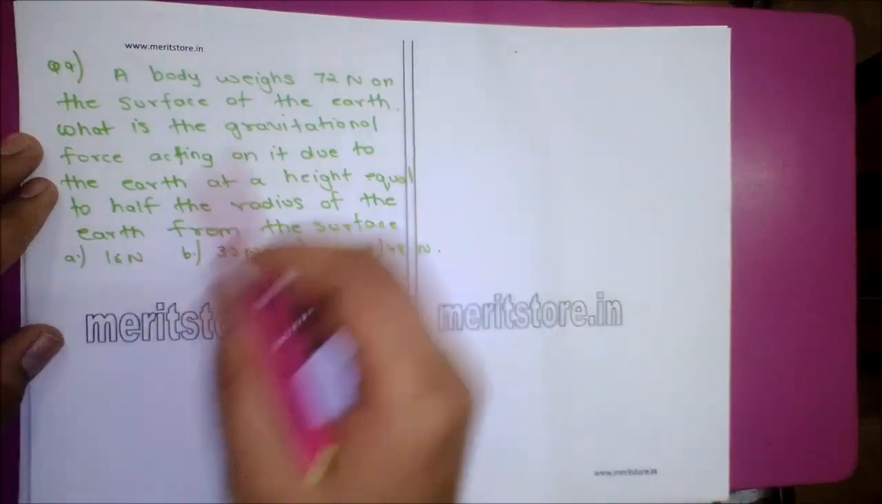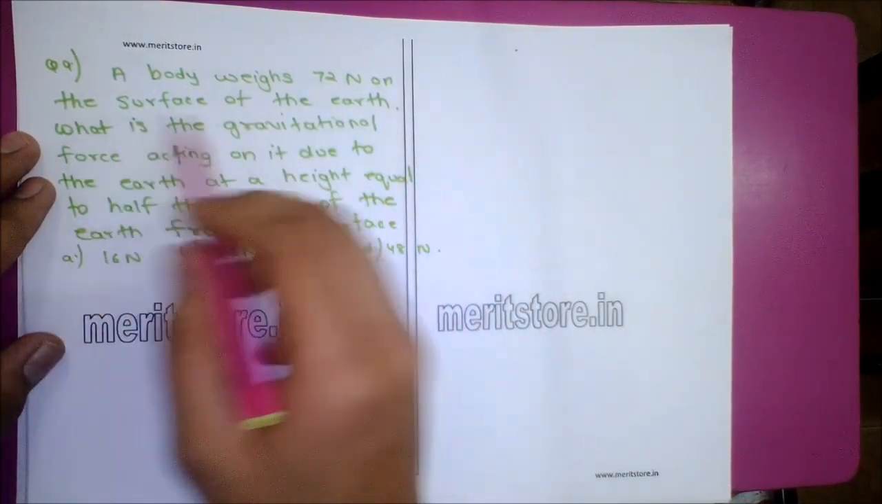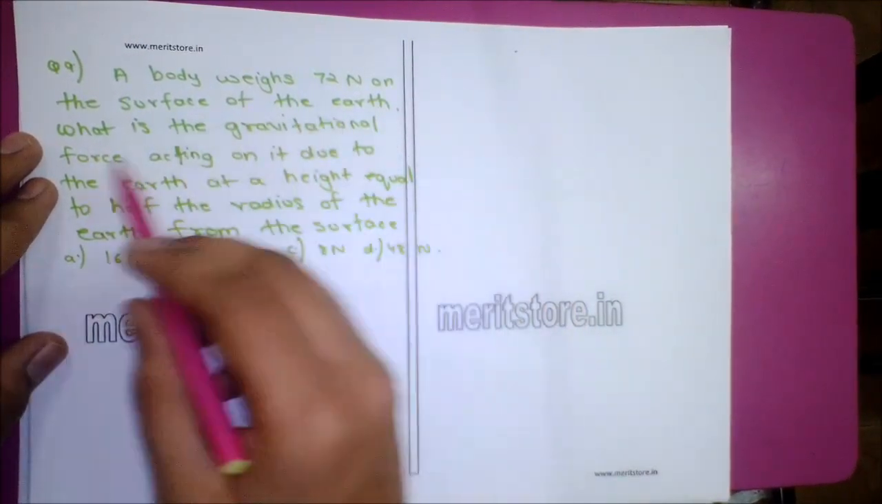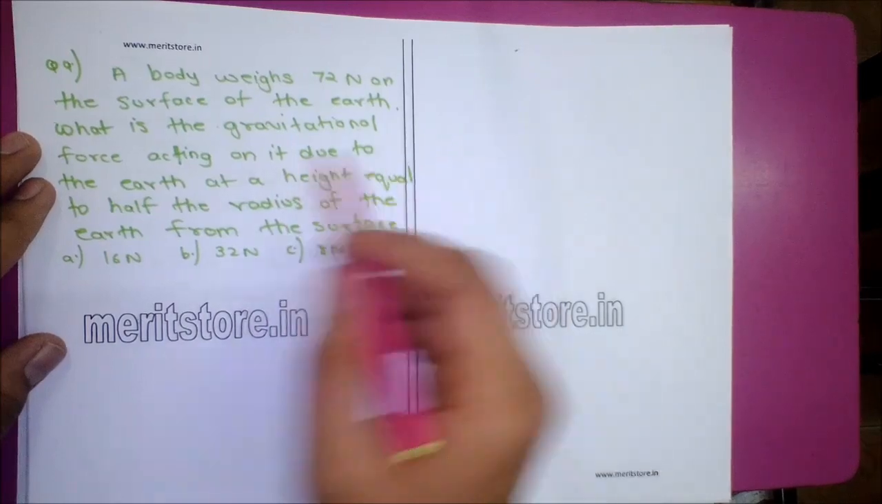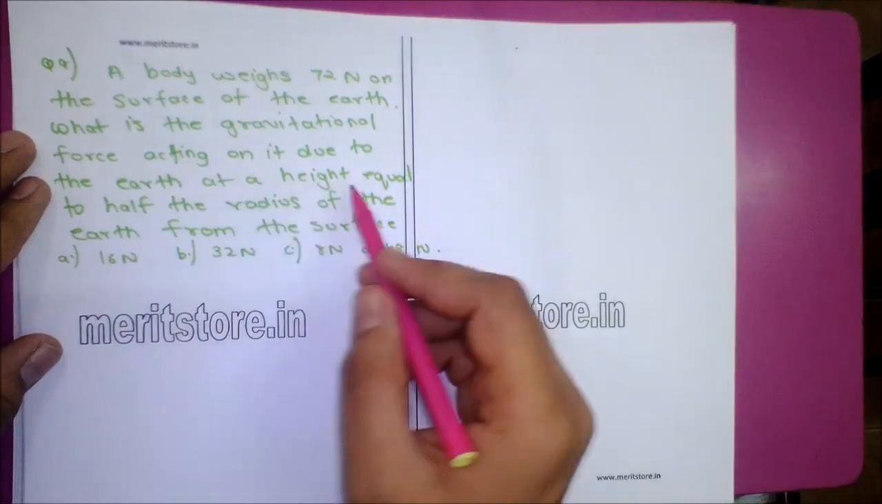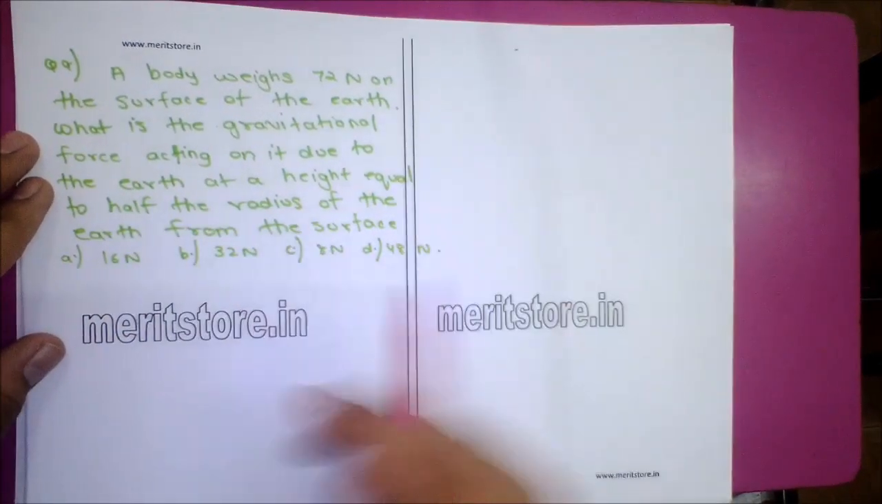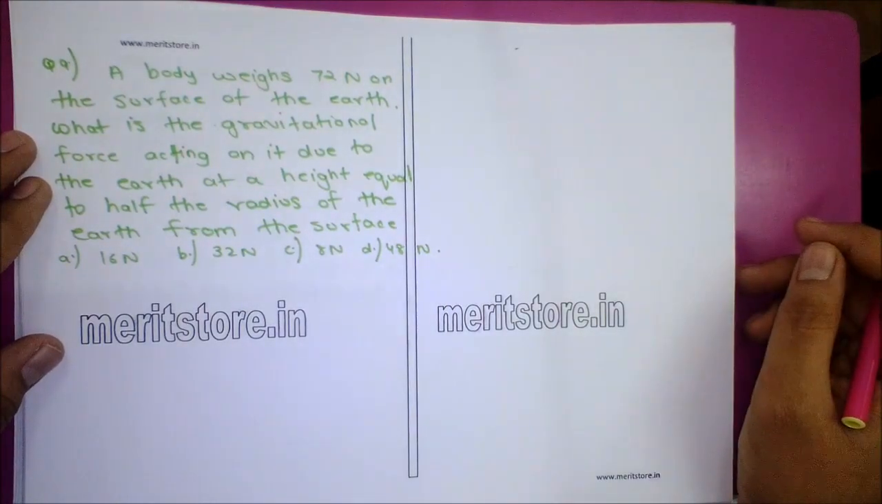Question 9. A body weighs 72 Newton on the surface of the earth. What is the gravitational force acting on it due to the earth at the height equal to half the radius of the earth from the surface? Option A, 16 Newton, option B, 32 Newton, option C, 8 Newton, option D, 48 Newton.